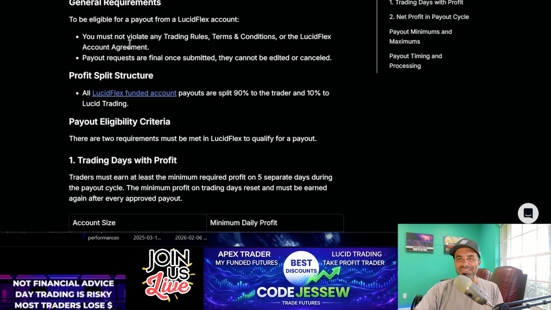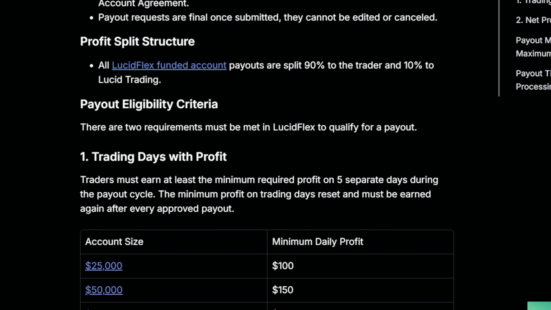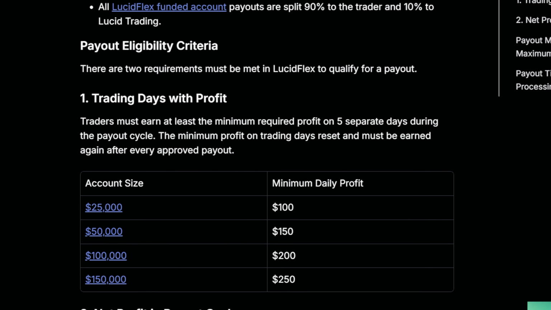Let's get into the payouts. That's what's up. To be eligible for a payout at Lucid Flex account, you must not violate any of the trading rules, terms and conditions, or the Lucid Flex account agreement. Payout requests are final once submitted. All Lucid Flex funded account payouts are split 90% to the trader, 10% to Lucid Trading.